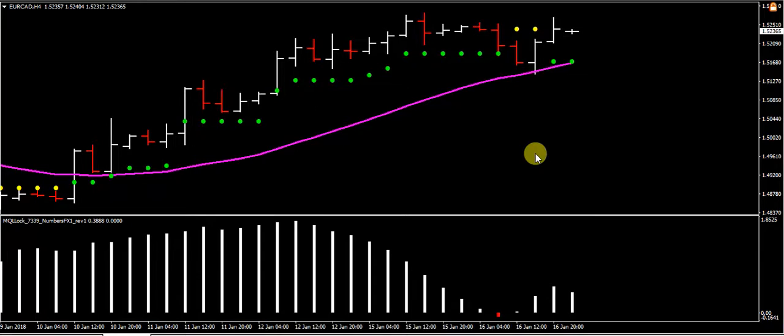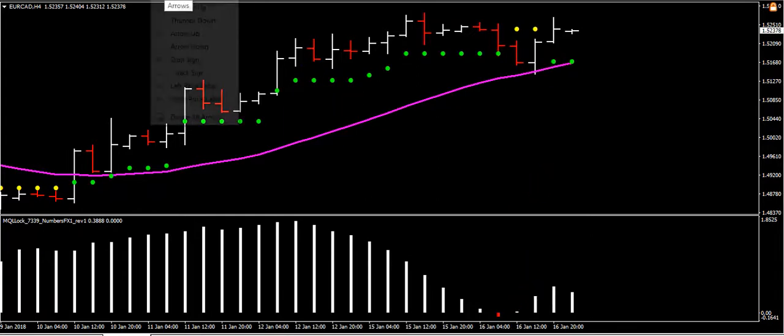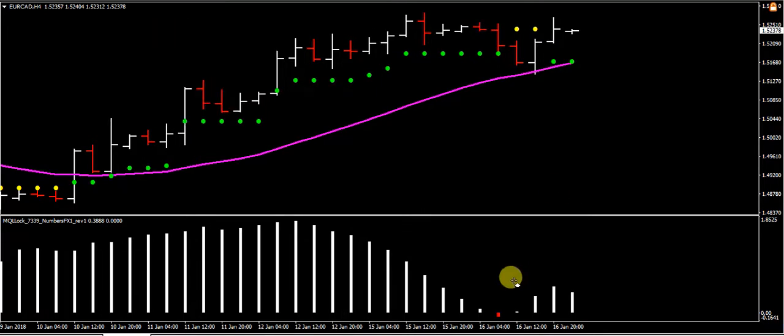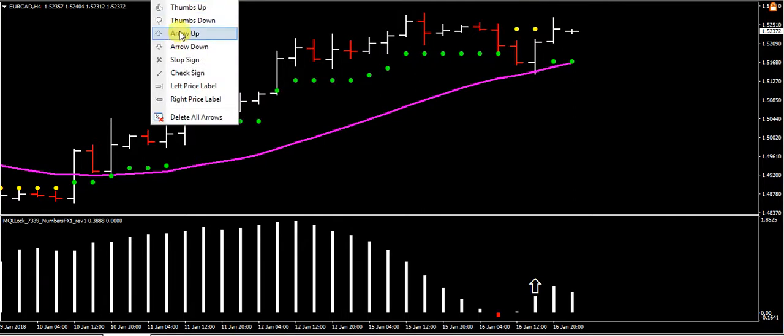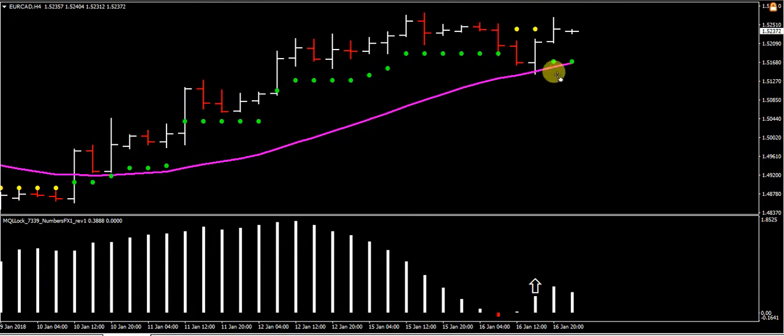Euro CAD did pull back. We've got an uptrend, and we've got the confirmation. So let's just see if we can. So there, we got that confirmation there, and then we got our green dot confirmation. So again, this is EuroCAD.